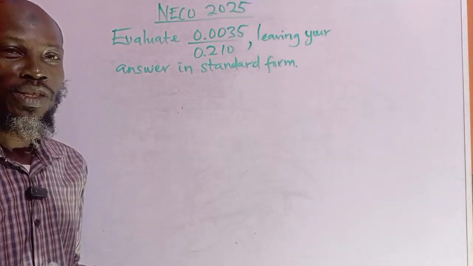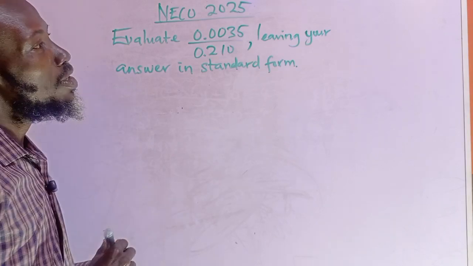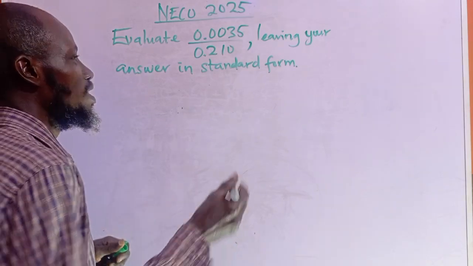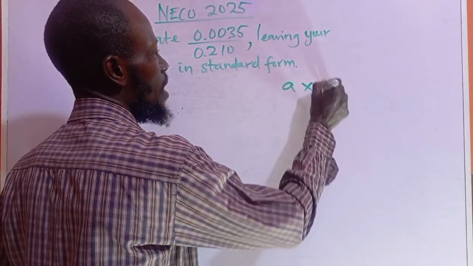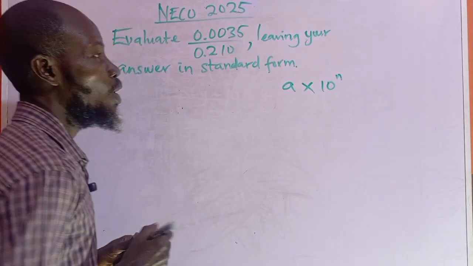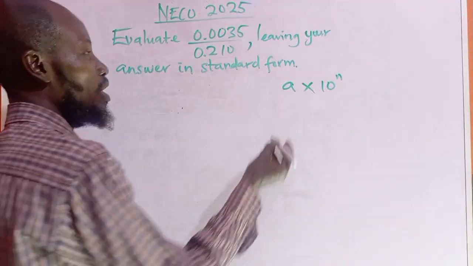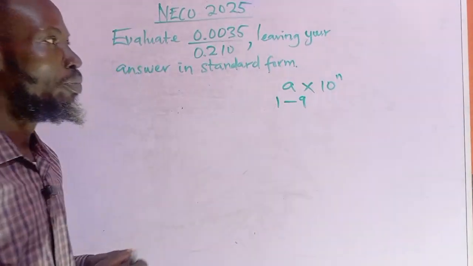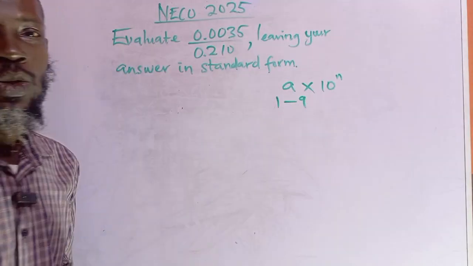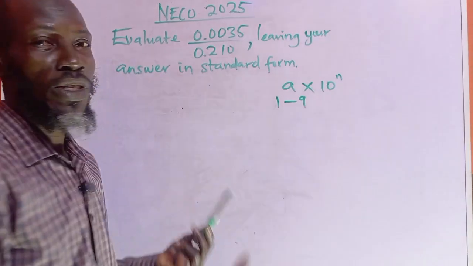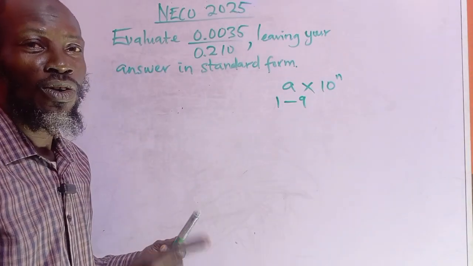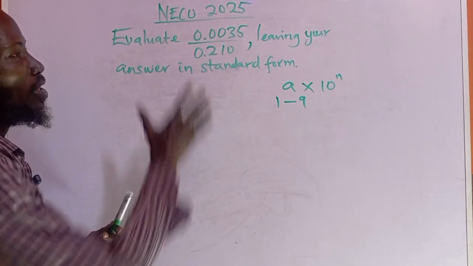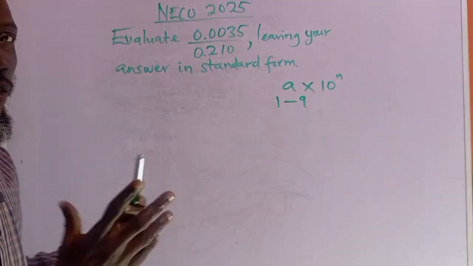So to solve this question, what you must note is a number in standard form is usually written like this: A multiplied by power of 10, where this A could be a number from 1 to 9, and then the power of 10. The power of 10 can be positive, can be negative, or 0. Let's look at the question and see how we are going to solve it.